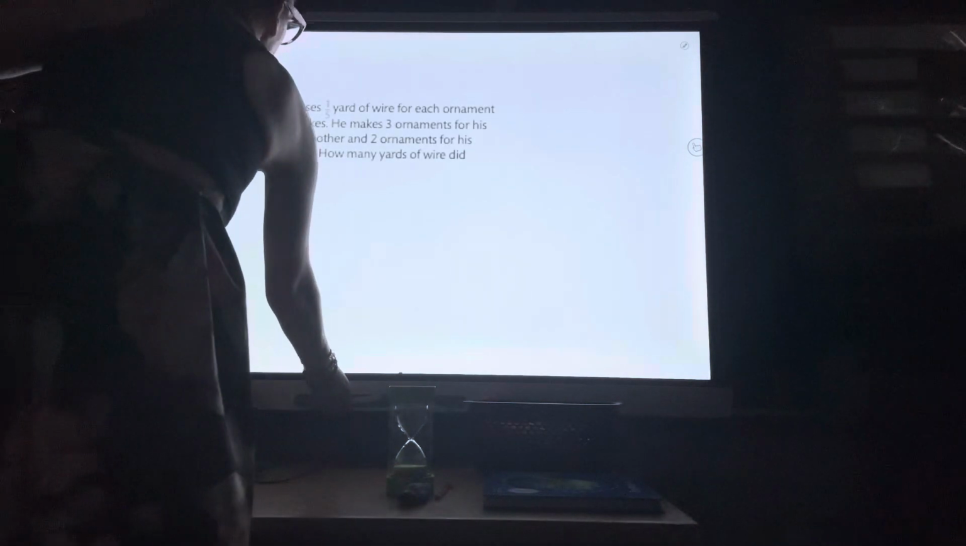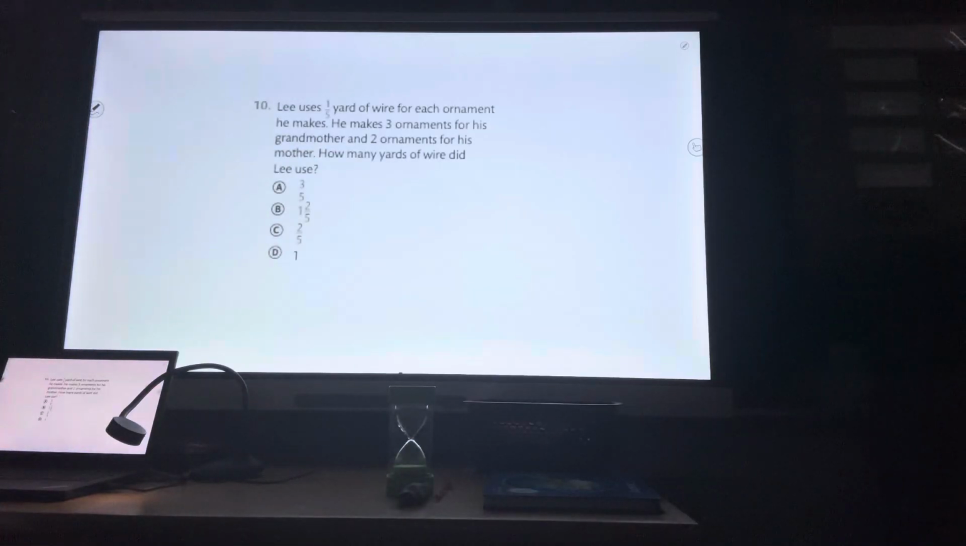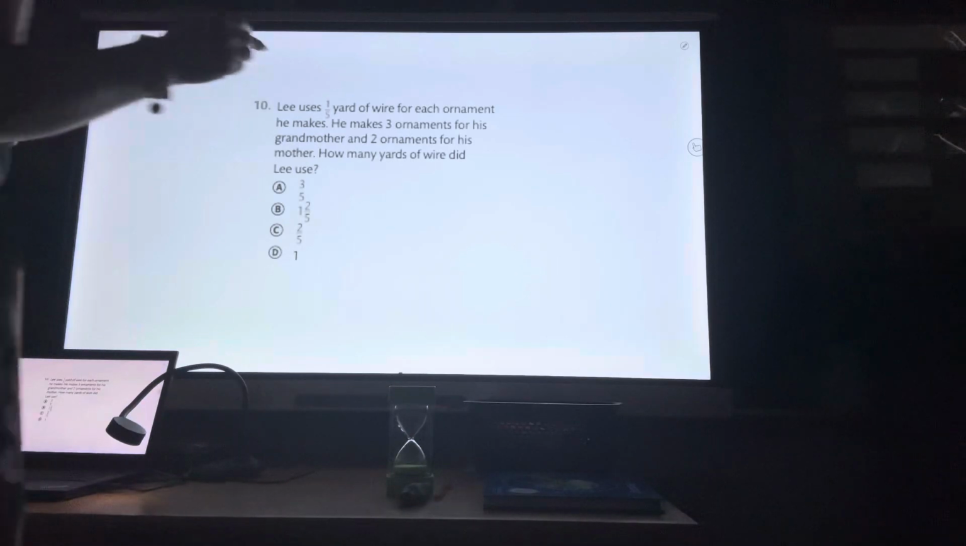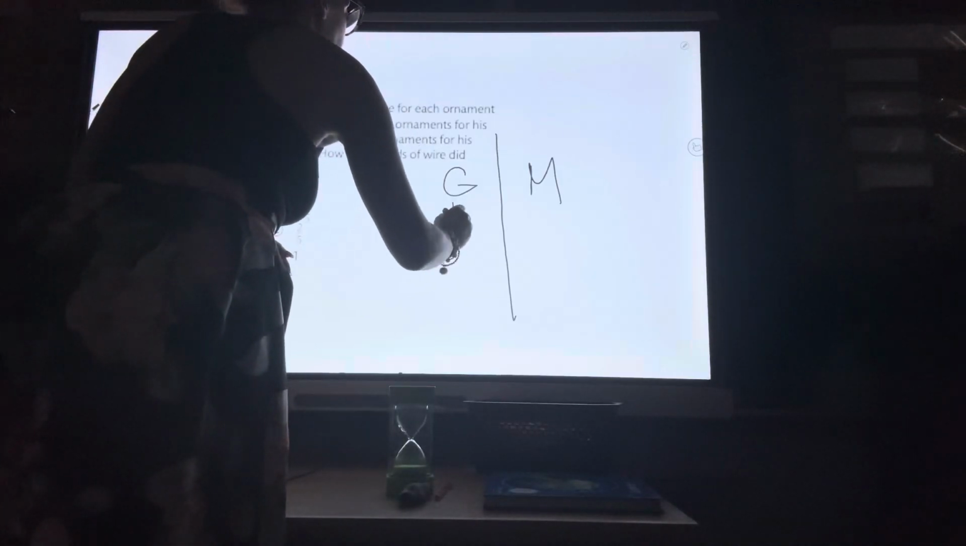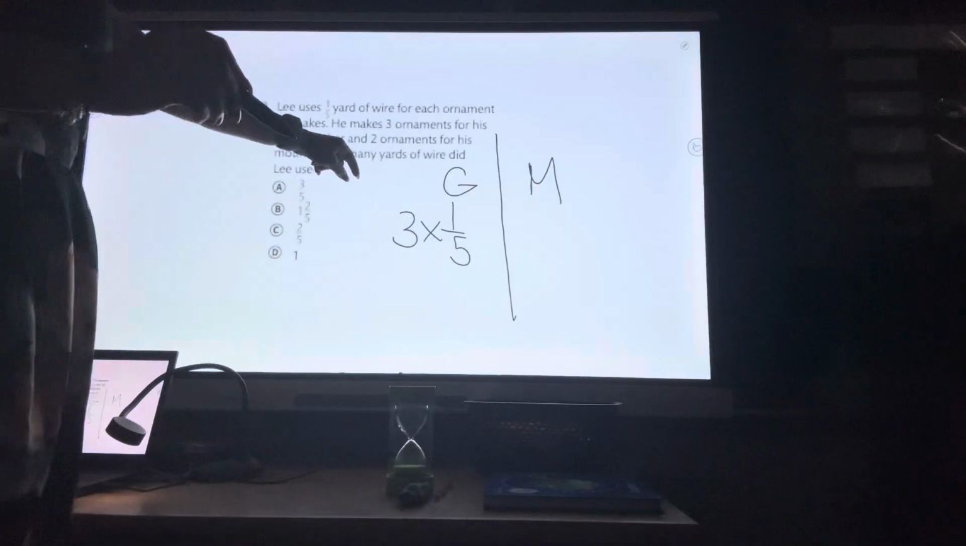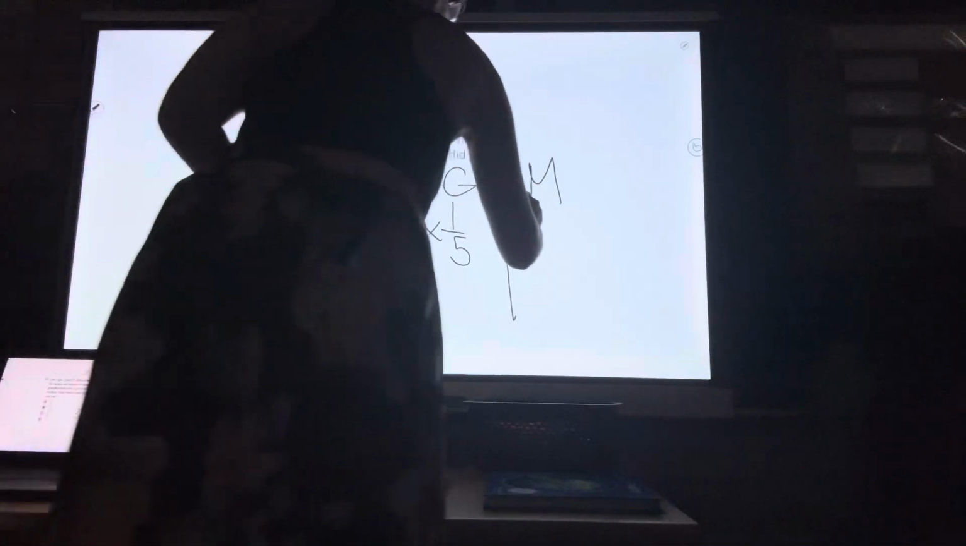Lee uses 1/5 yard of wire for each ornament he makes. He makes 3 ornaments for his grandmother and 2 ornaments for his mother. How many yards of wire did Lee use? Same concept as before. Who's attached to grandma? 3. 3 times 1/5. And what's the equation for mom? 2 times 1/5.